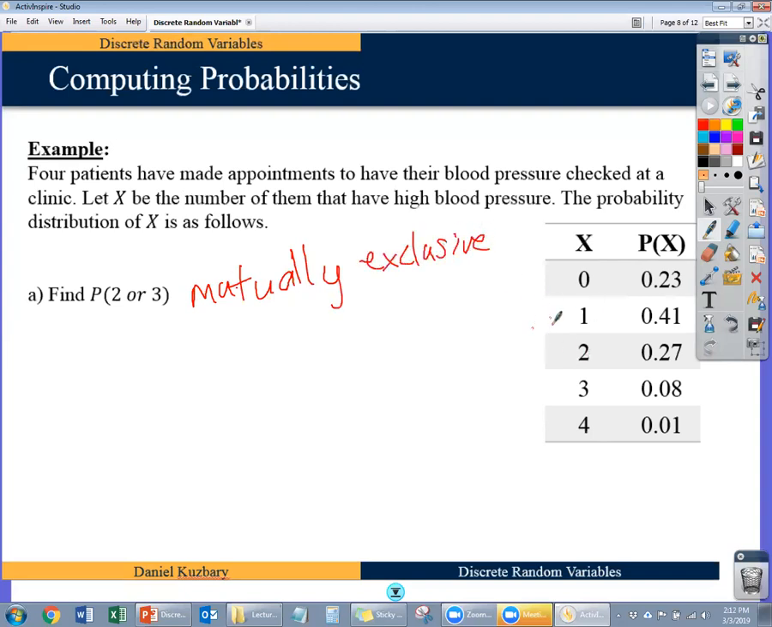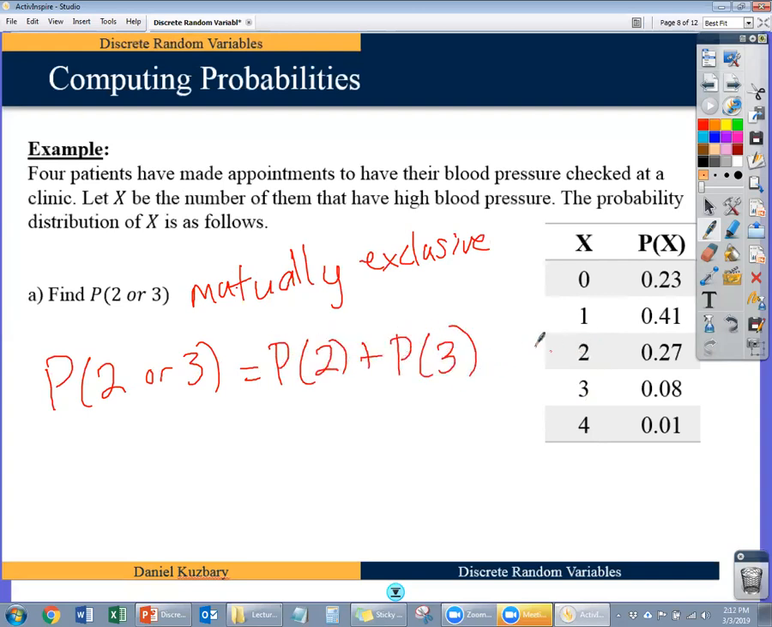And that's just because the way we're listing it, it's either exactly 2 people or exactly 3 people. It can't be both. Like if it's 2, then it's not 3, and if it's 3, then it's not 2. So that means that the probability that 2 or 3 have high blood pressure is equal to the probability of 2 plus the probability of 3. And we won't subtract the both because they're mutually exclusive. So this is a simpler problem.